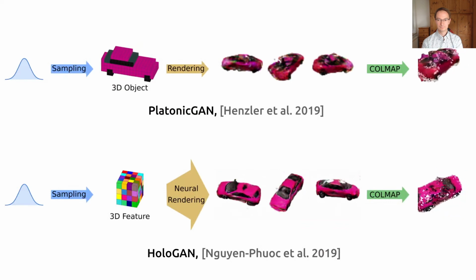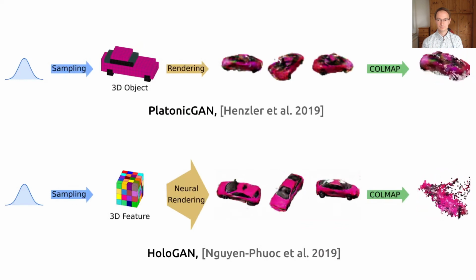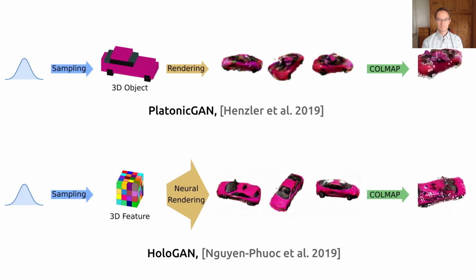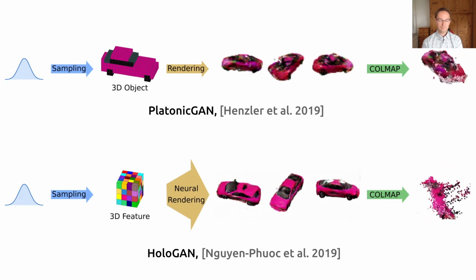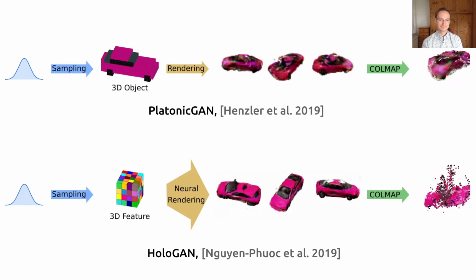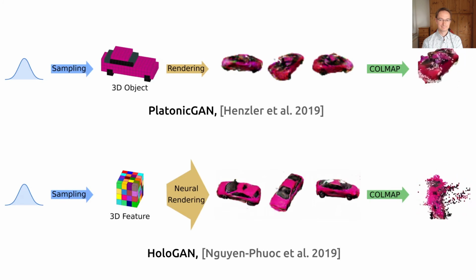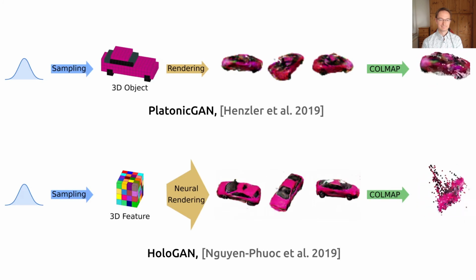Existing approaches rely on voxel-based representations. They either generate the full 3D object or an abstract, low-dimensional 3D feature that is decoded with a learned projection. While the latter reduces discretization artifacts and memory requirements, the learned projection can impair multi-view consistency. This can be seen particularly well in the 3D reconstruction from the generated images.